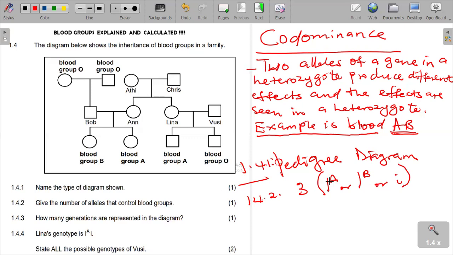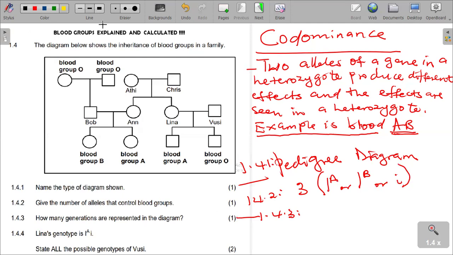Next question is saying, how many generations are represented in the diagram? Question 1.4.3. How many generations? If we look in our diagram here, we are saying generations.